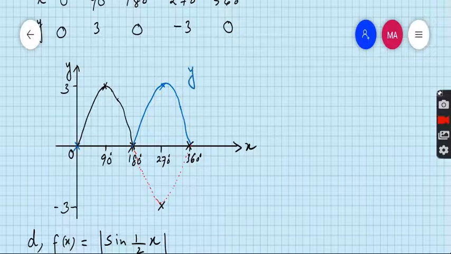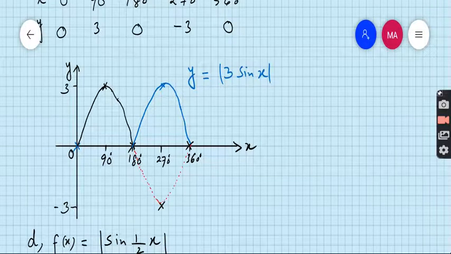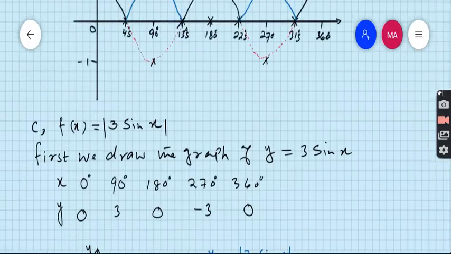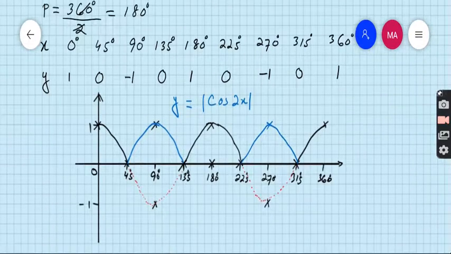Here we go. This is the graph of y equals the absolute value of 3 sine x. The only change between exercise 9.4 and 9.5 is that we reflect the part which is below the x-axis. One thing which I forgot, but don't worry.